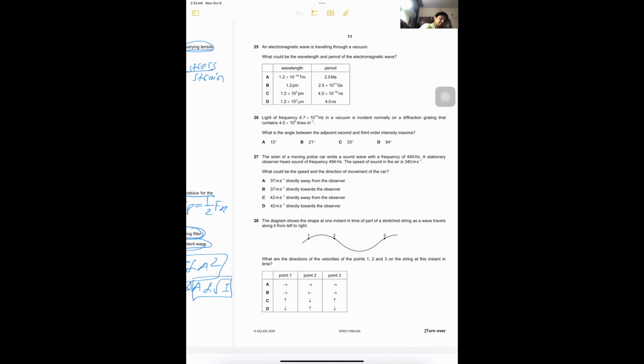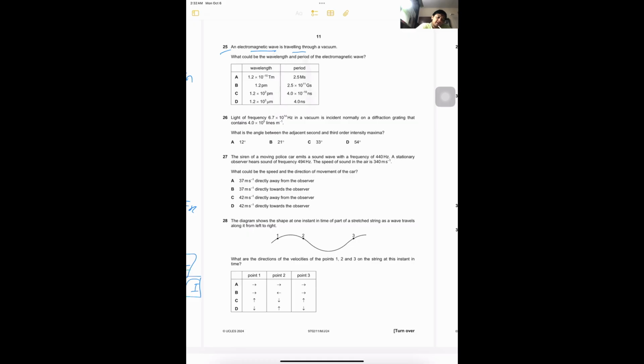Question 25. An electromagnetic wave is traveling through a vacuum. What could be the wavelength and period of the electromagnetic wave? Okay, so we know that V equal to F lambda, and from this we know that frequency equal to V by lambda. Since these are electromagnetic waves, the speed is 3 into 10 to the power 8 meters per second. For each of the options, let's first find out the frequency, which is 3 into 10 to the power 8 for option A, by 1.2 into 10 to the power minus 10.